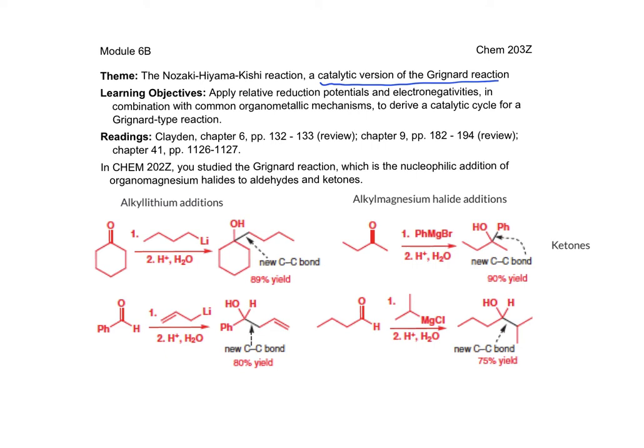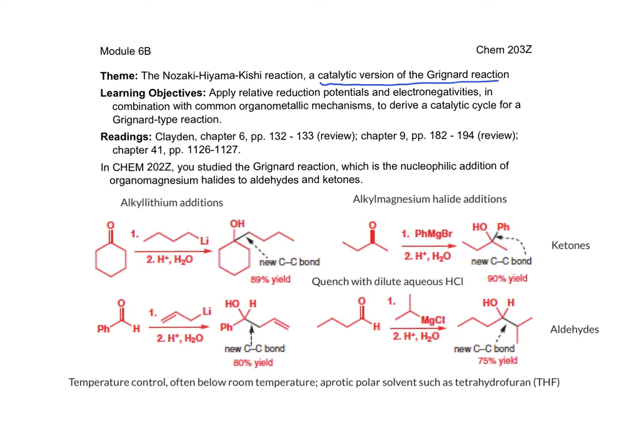addition to a ketone or an aldehyde, often with careful control of the temperature, and with an anhydrous, aprotic, but polar solvent such as tetrahydrofuran. To isolate the tertiary or secondary alcohol product, we must use a dilute aqueous acid solution that quenches the Grignard reaction and protonates the alkoxide, which is the product of the first step.